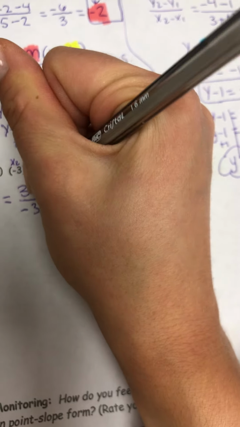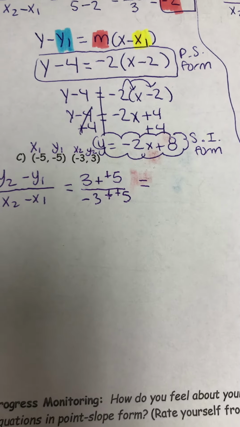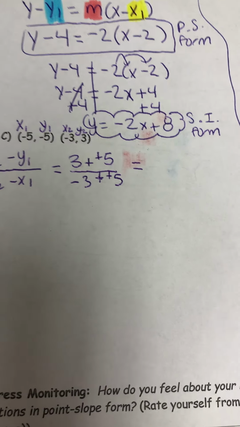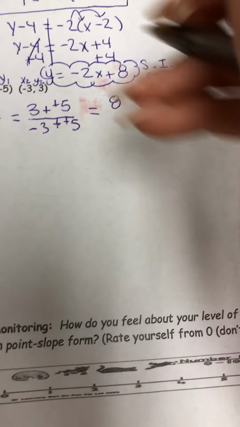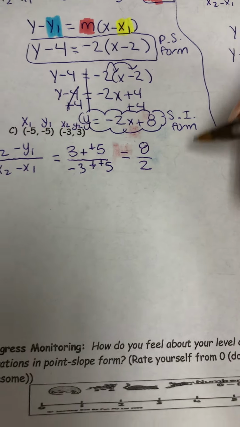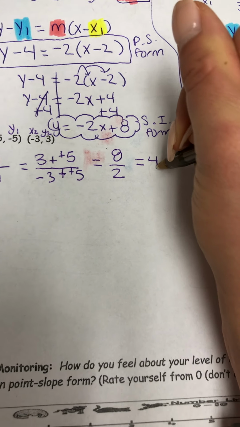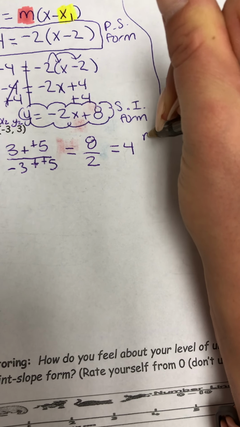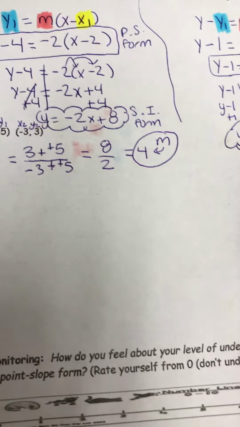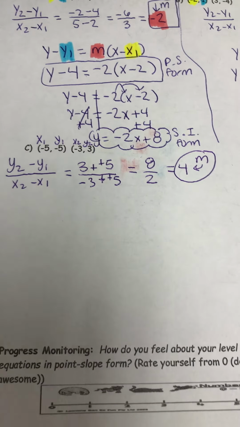Now I see two negatives next to each other. When you subtract a negative, you are adding. Make sure you do that, otherwise you will get this wrong. 3 minus -5 is 3 plus 5, that's why you change the sign. 3 plus 5 is 8. -3 plus 5 gives me +2. 8 over 2 is 4, so this is my m, or my slope.